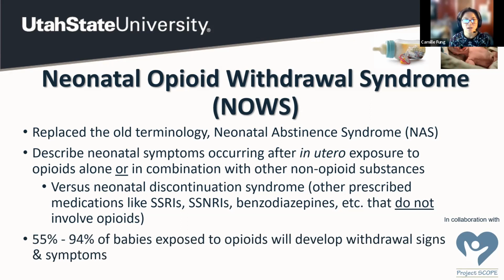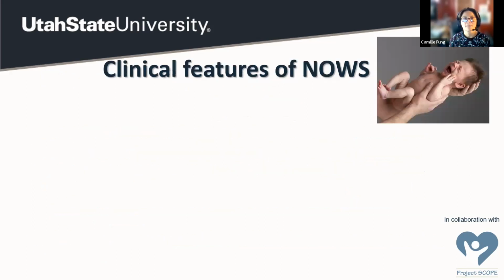Unfortunately, babies who have been exposed to opioids, what has been described in the literature is that up to 94% of them will develop withdrawal signs and symptoms. So it's going to be a lot of babies who are potentially going to be affected, but the severity is the piece that is unknown.